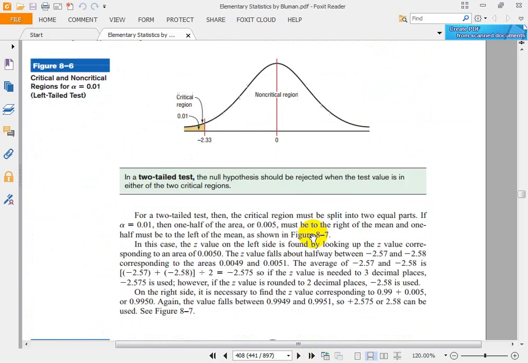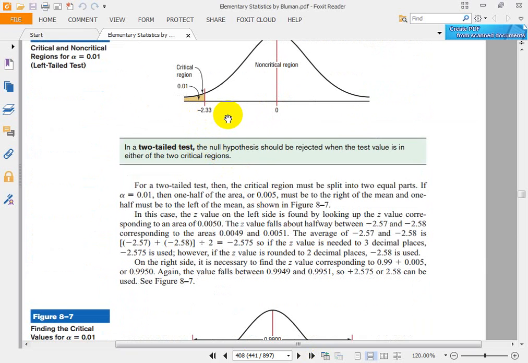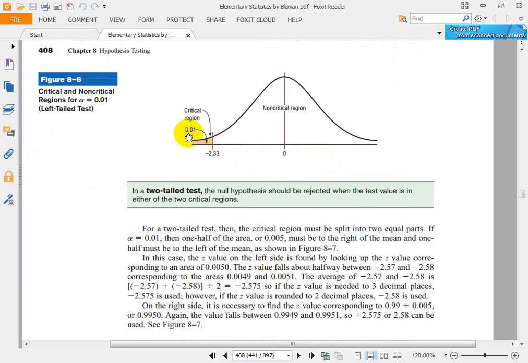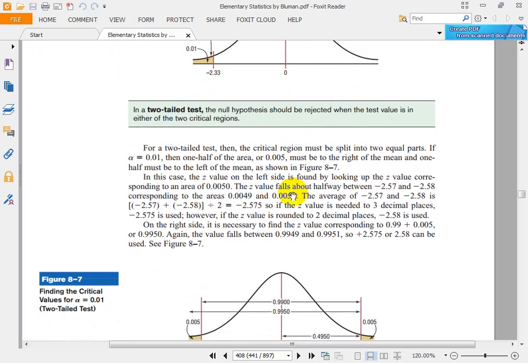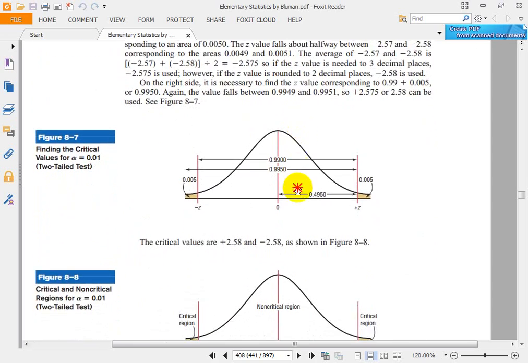So let me come to the left tailed. Similarly I will have the same, because again we have 0.01 here. So the non-critical region is 0.9900. So that's why here the value will be negative, that is minus 2.33. So in the same way I can calculate. Now please come to the two-tailed test.